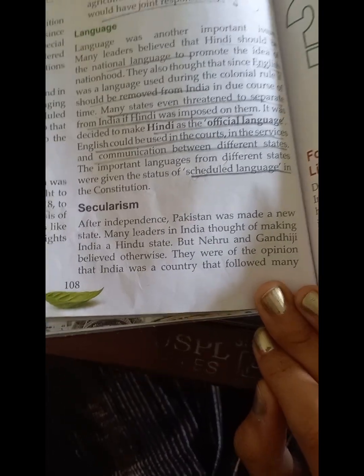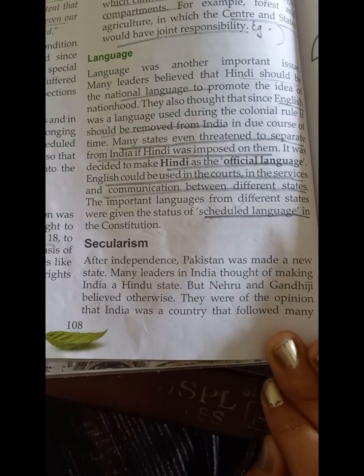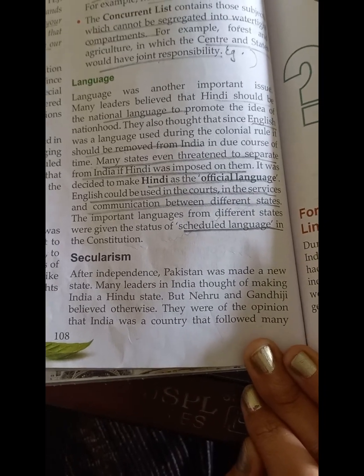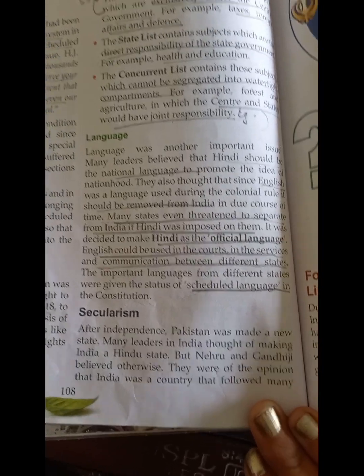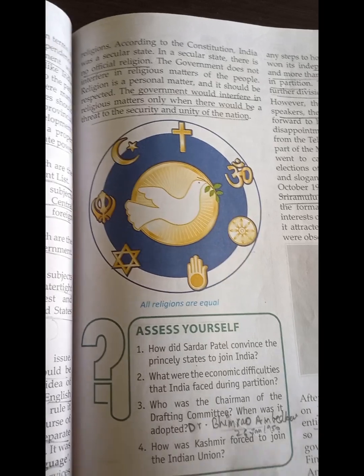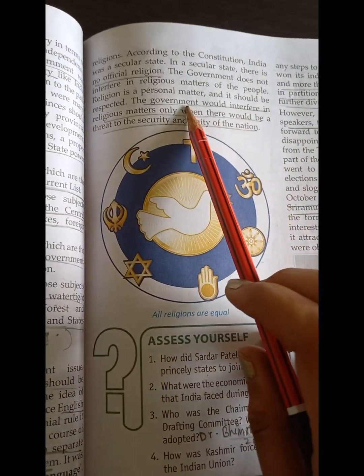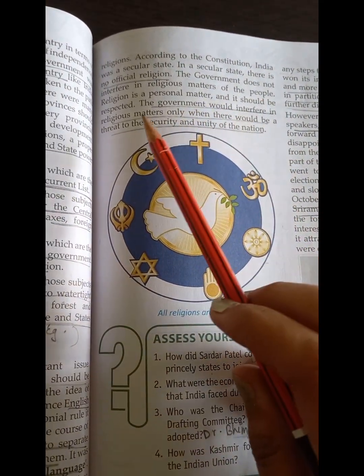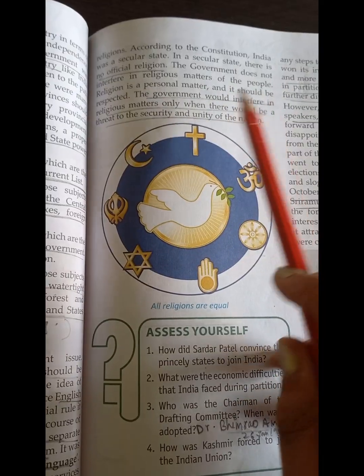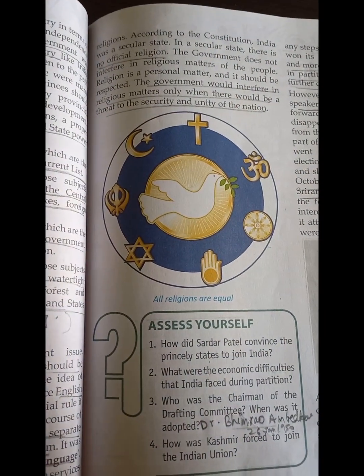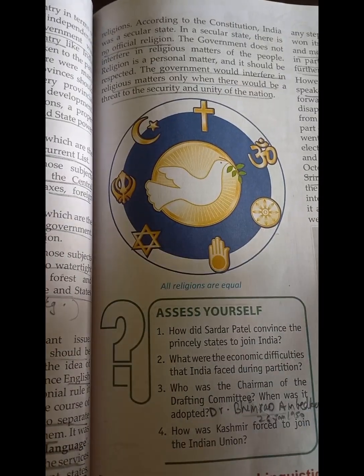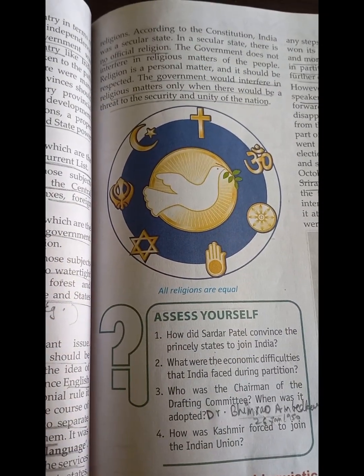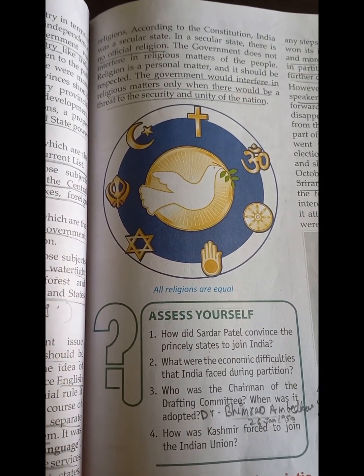As Pakistan was made majorly for Muslims, Nehru and Gandhiji believed that India should be a secular country and there should be no national religion or main religion that should be followed. The government does not interfere in the religious matters of the people. Religion is a personal matter and it should be respected. The government interferes only if a religious matter or any religious community threatens the security or unity of the nation.